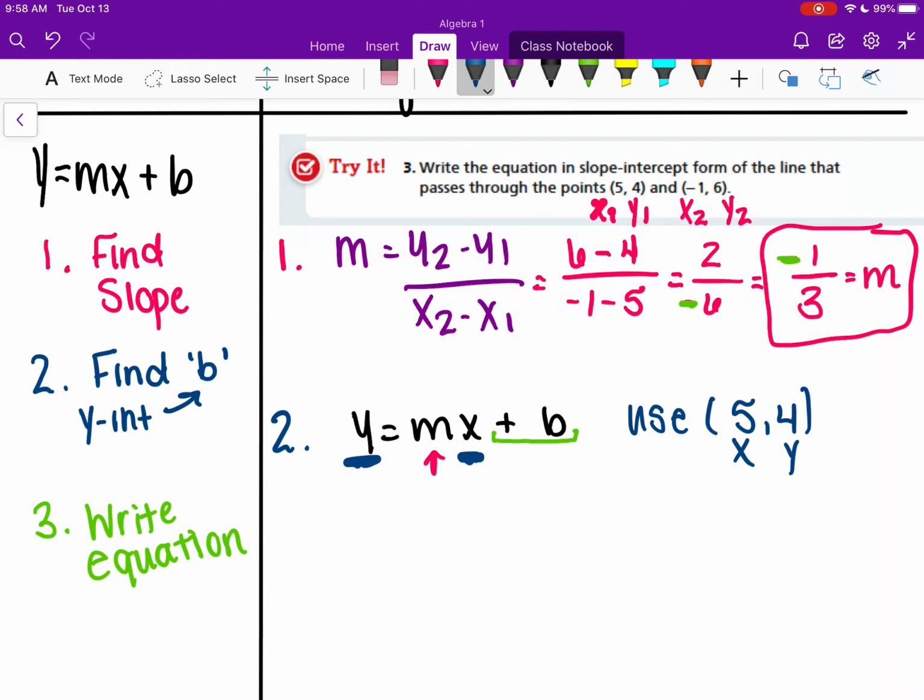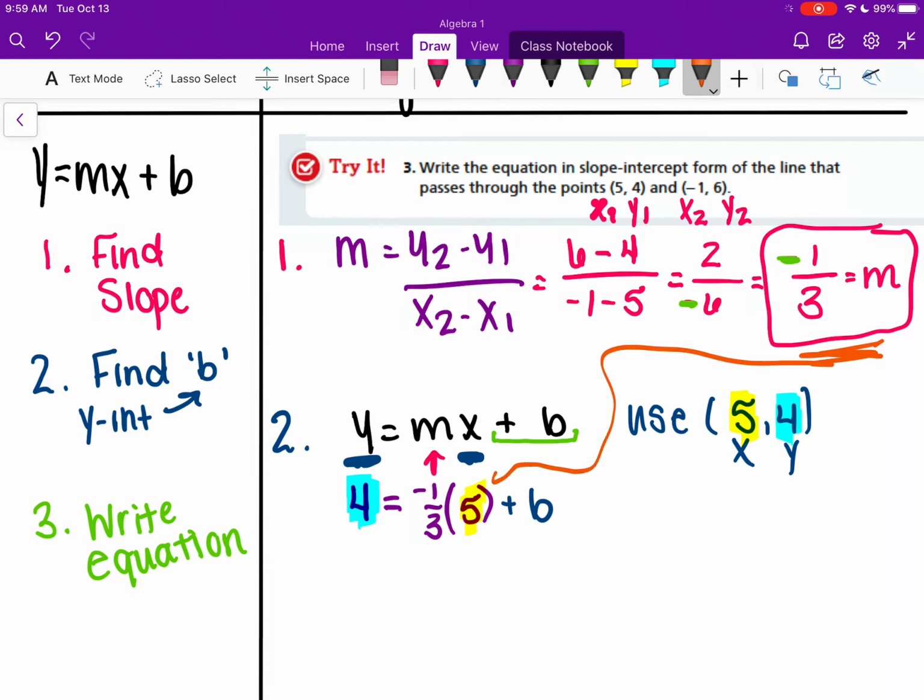That's what we're going to do. The y value is 4, so I'll write 4 equals m is -1/3 times x, which is 5, and then we have plus b that we don't know. So we just substituted those in. This 5 went in for x, this 4 went in for y, and our m went in for the m.